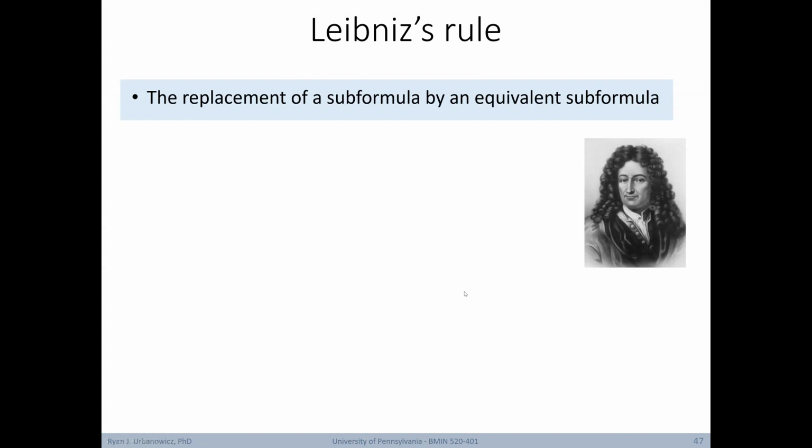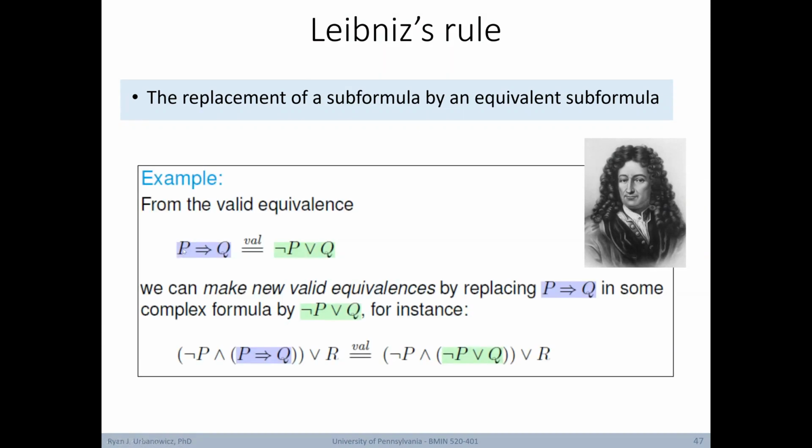Next, let's talk about Leibniz's rule. This is the replacement of a subformula by an equivalent subformula. For example, P implies Q is equivalent to negate P or Q. Knowing this, we can take a new formula that includes this first proposition highlighted in blue and replace it with the equivalent proposition highlighted in green to give us this new equivalent formula.